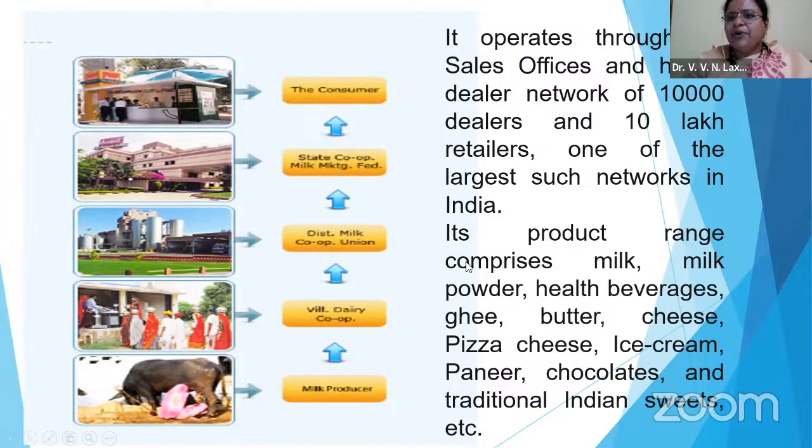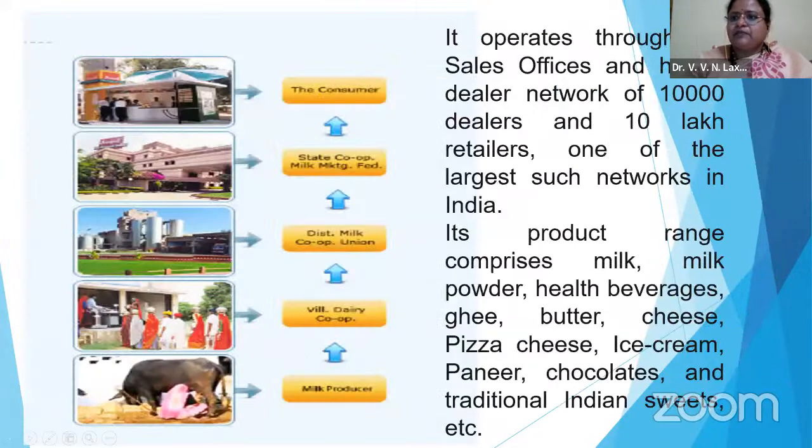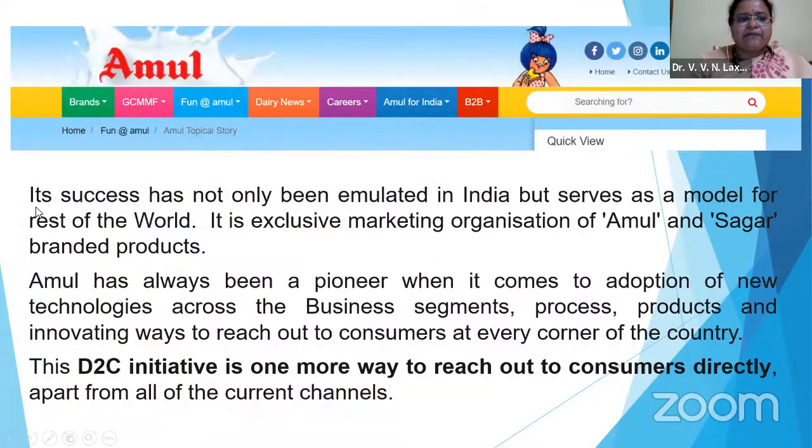It is a very complex supply chain with a 1 lakh dealer network and around 10 lakh retailers reaching the doorsteps of people at large. And they have 90 sales offices.